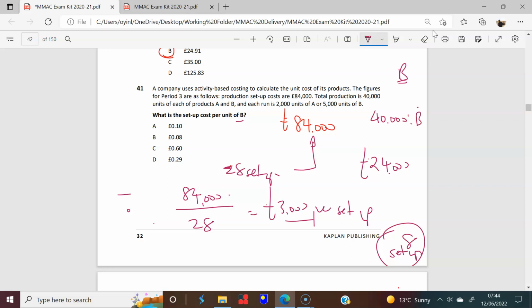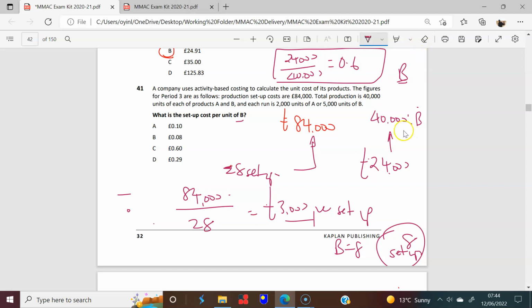The question is asking, what is the cost per unit of B? If 24,000 is being shared over 40,000 units of B, each unit of B must be 24,000 divided by 40,000, which is 0.6. So what am I saying? First find the cost per setup. We know that B had 8 setups, so find the total cost to give to B, and then spread that over the total number of units. That's one of the good ways to do it.